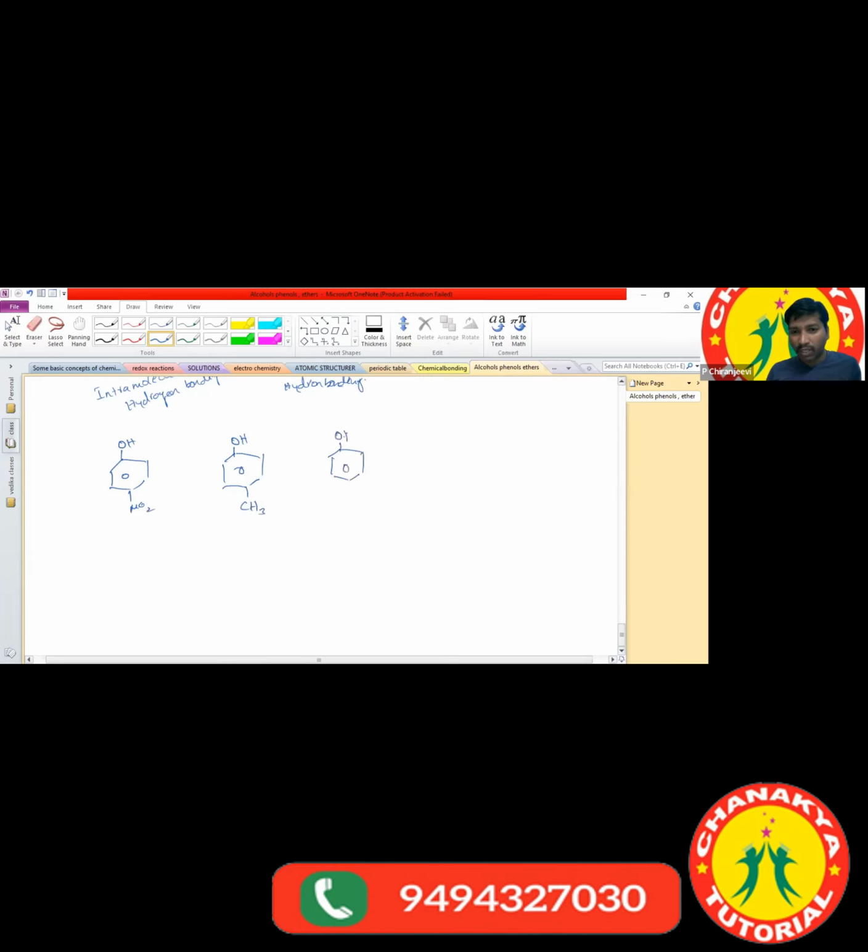And another one, I'll take as phenol. So which one is more acidic in this? I have given three structures. Can you write the increasing or decreasing order of acidity of the given compounds?